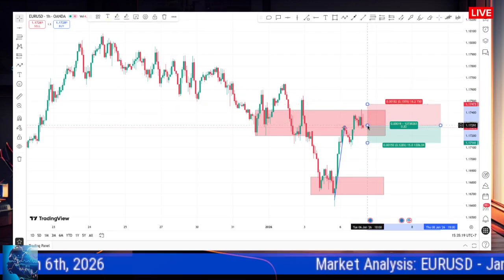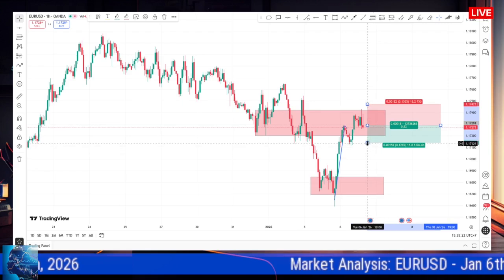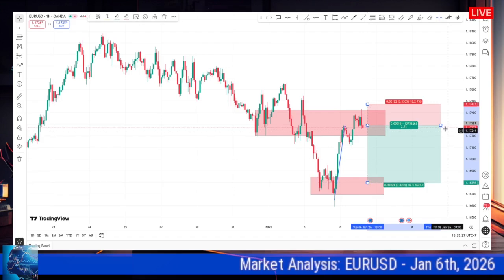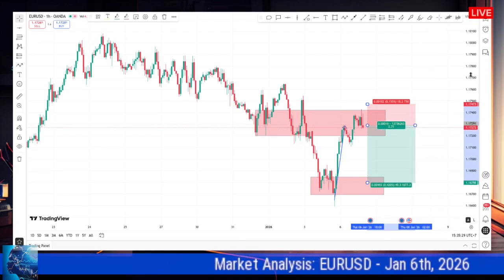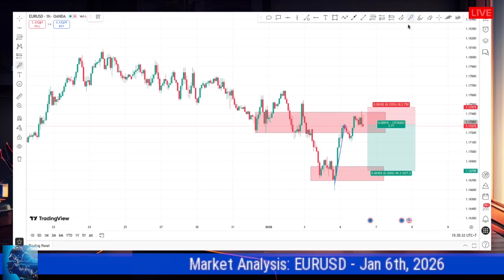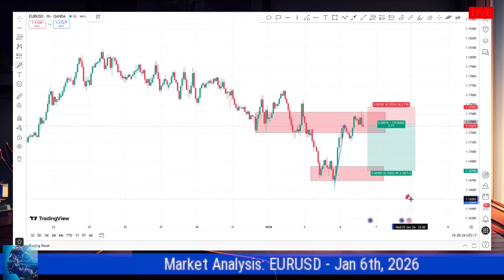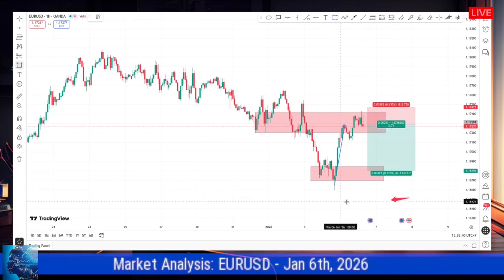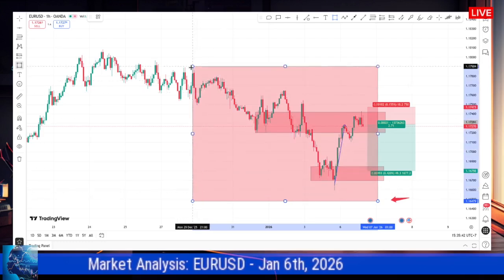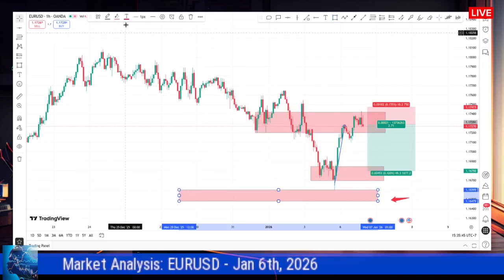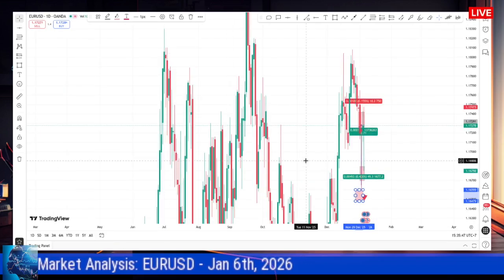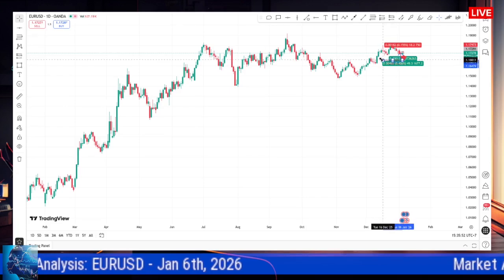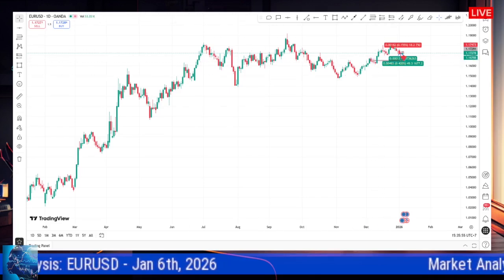For targets, the first target is the recent low around 1.1680. Once price reaches this area, partial profit can be secured. The second target is the range support near 1.1650, which aligns with the daily support zone. If price breaks above resistance with a strong bullish candle, we step aside. No trade is also a position. This is how professionals trade: clear context, patient entry, defined risk, and realistic targets.